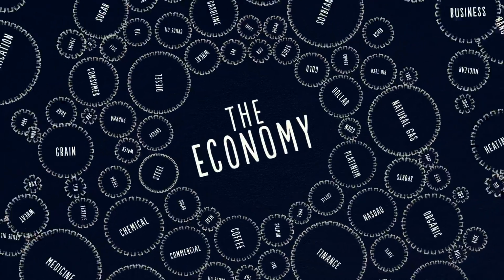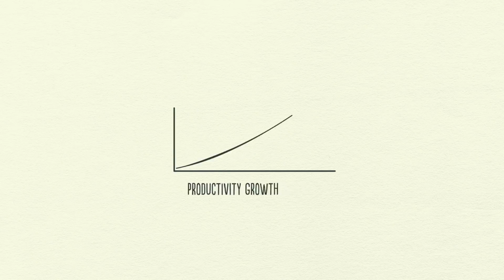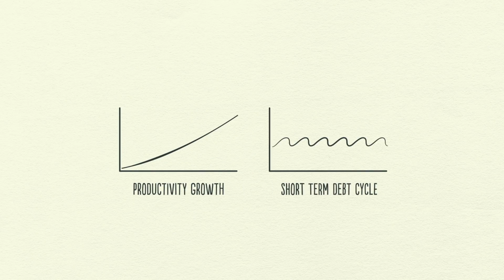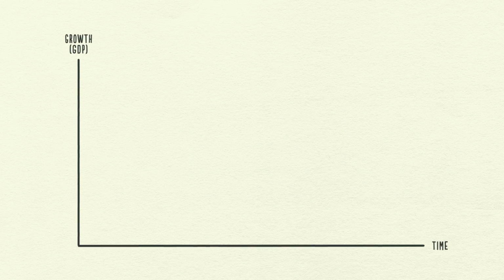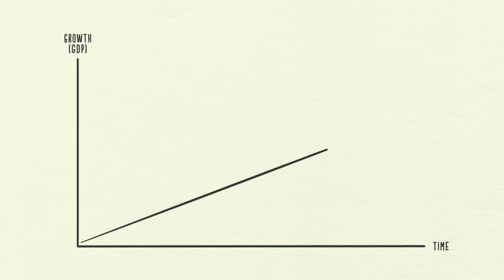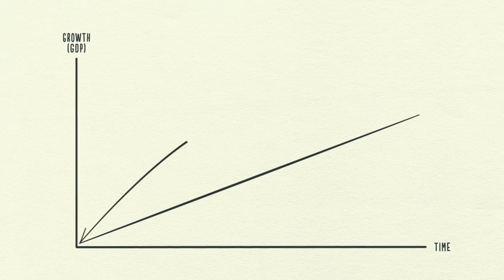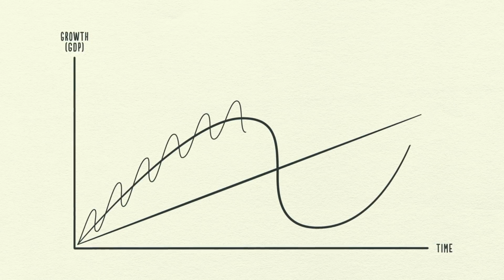These transactions are above all else driven by human nature, and they create three main forces that drive the economy. Number one, productivity growth. Number two, the short-term debt cycle. And number three, the long-term debt cycle. We'll look at these three forces and how laying them on top of each other creates a good template for tracking economic movements and figuring out what's happening now.